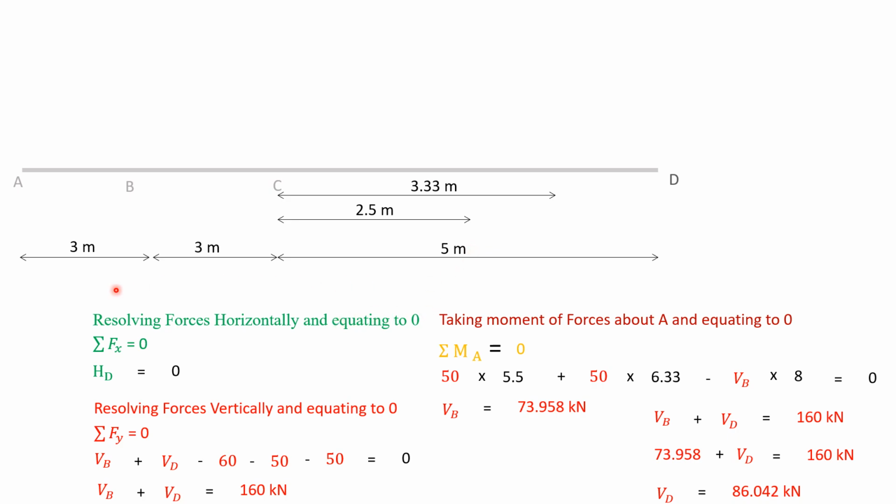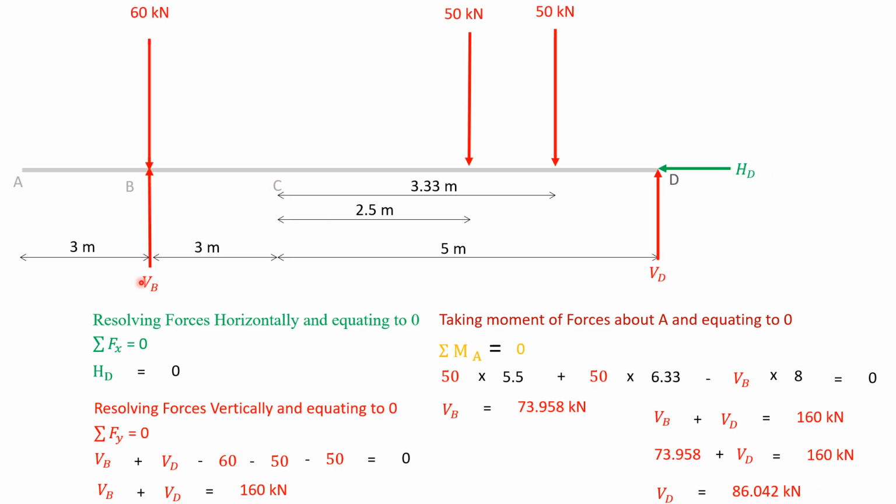So we have resolved forces horizontally and equated to 0. We got HD equal to 0. We have resolved forces vertically and equated to 0. We got VB plus VD equal to this equation, and we took moment of all forces about point B and equated to 0. We got VD value. We substituted VD value in this equation. We got VB value. We got HD value. To get RD value, substitute HD and VD value. We get RD value.